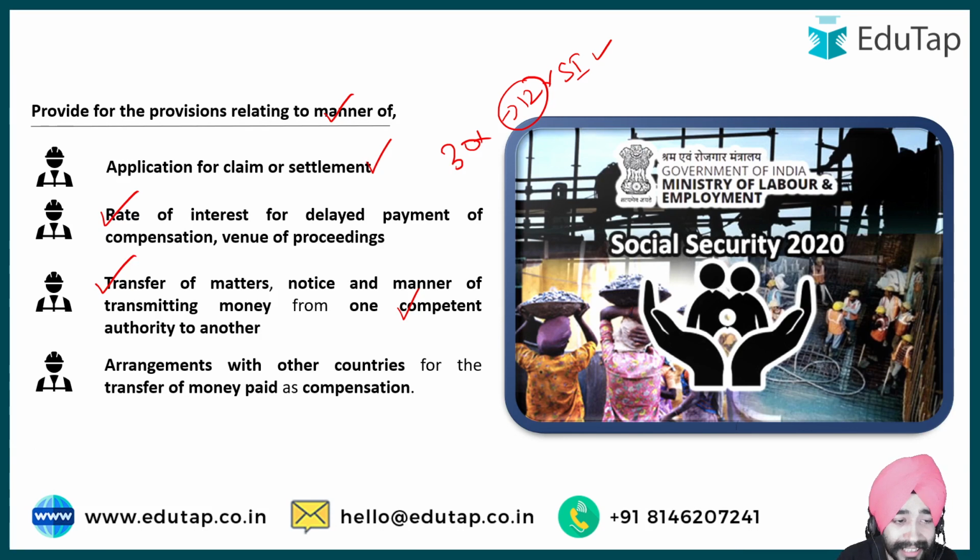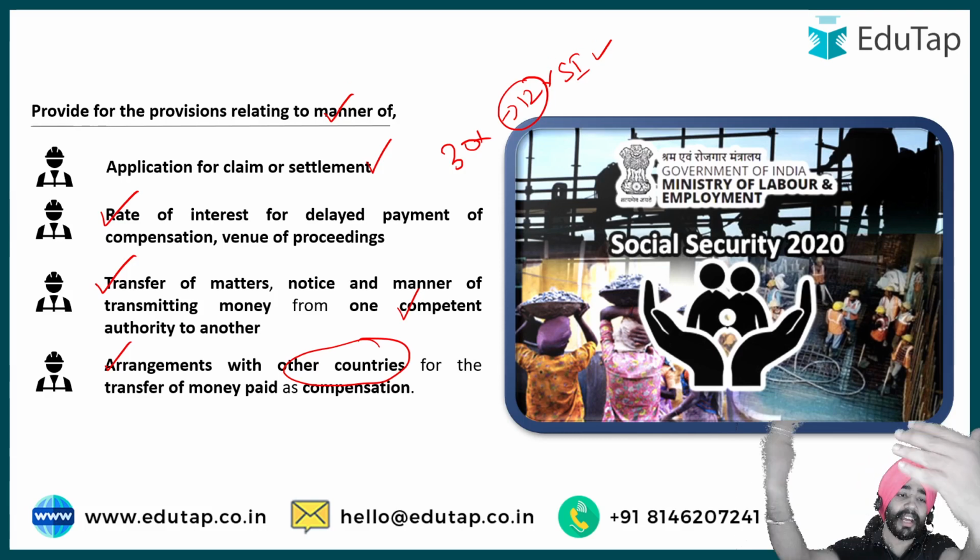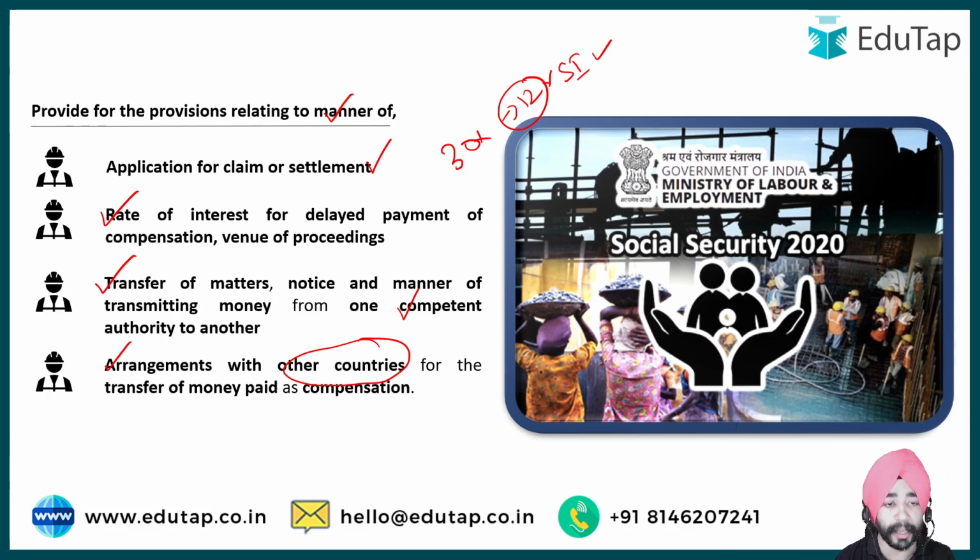Now the last is arrangement with other countries. So now you might be thinking, sir, why do we need other countries? To simplify, guys, if we have any company which is residing outside India, then for that purpose they will be combined with some rules that will be applicable in the foreign country in which the company is based.